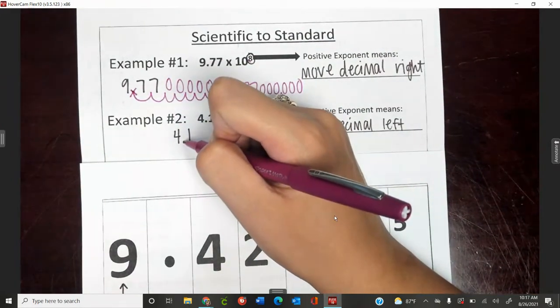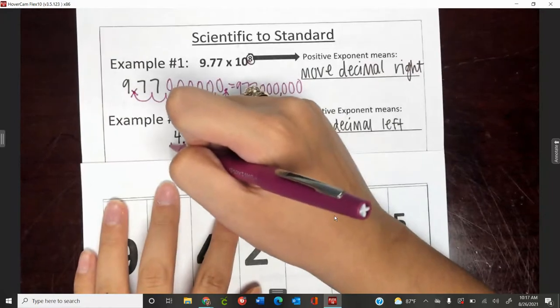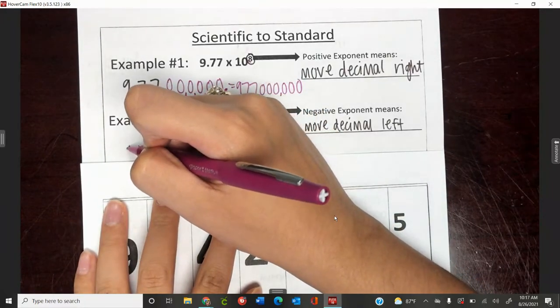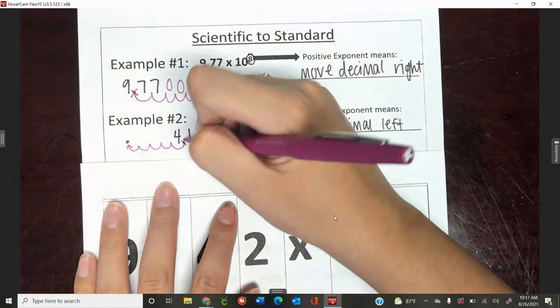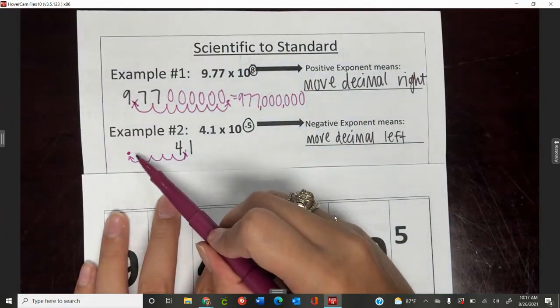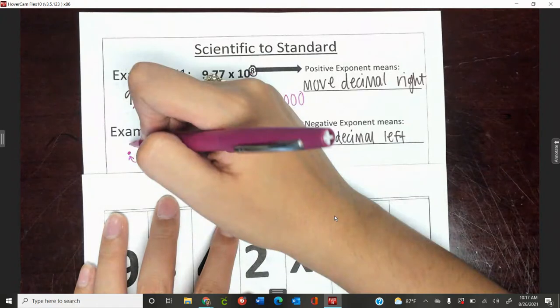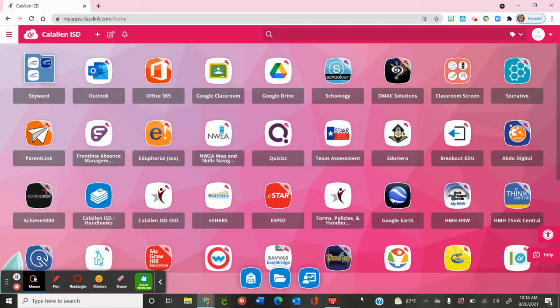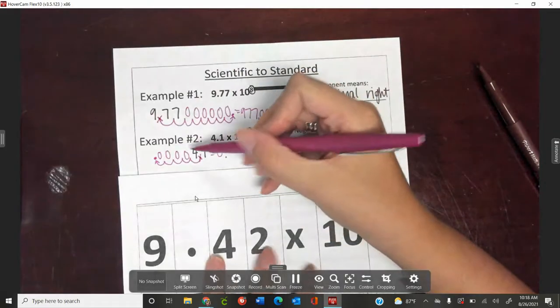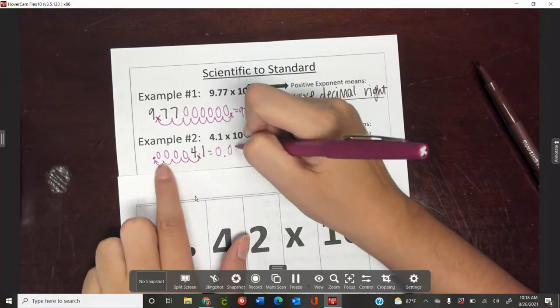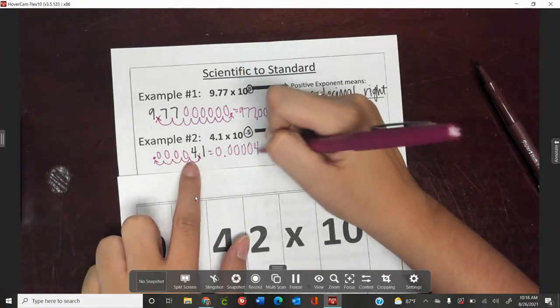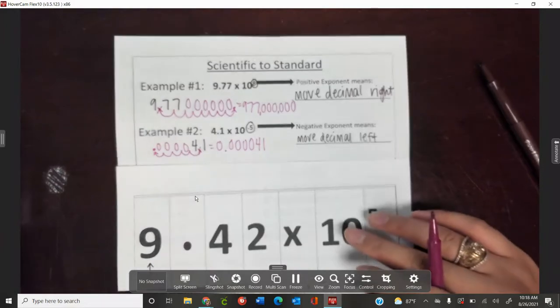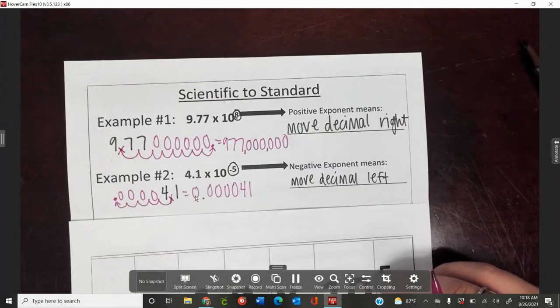I'm going to put my pen at my decimal point, and I'm going to move it 1, 2, 3, 4, 5 times. Here's my new decimal point. This decimal point can get crossed out, and now here gets zeros. So I have placed my zeros, and now this equals 0.000041. Again, that's going from scientific to standard.